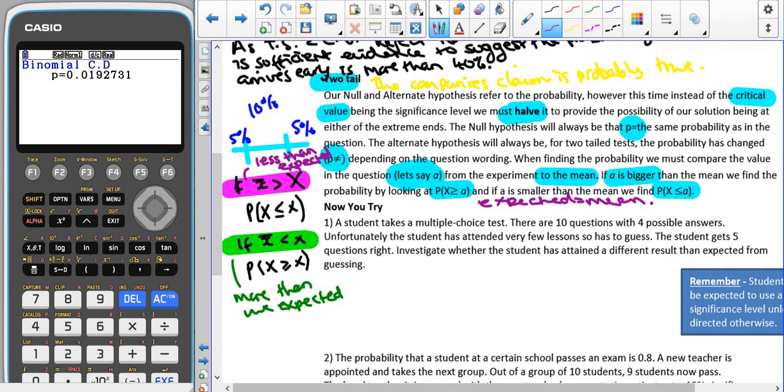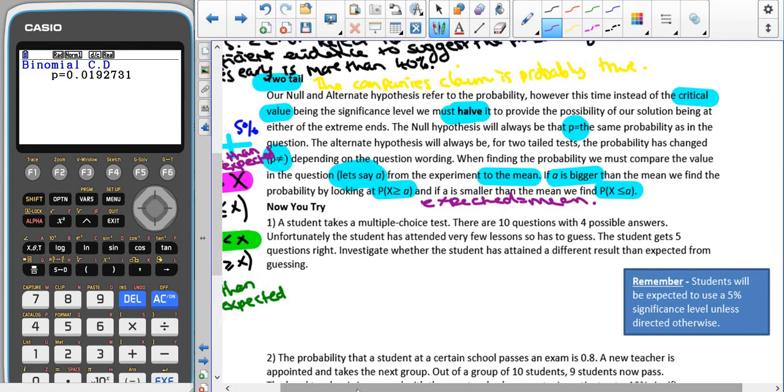So, in all these binomial hypothesis tests, the same as in any hypothesis test that we use in statistics, if we are not told what significance level to use, we need to be using a 5% significance level.